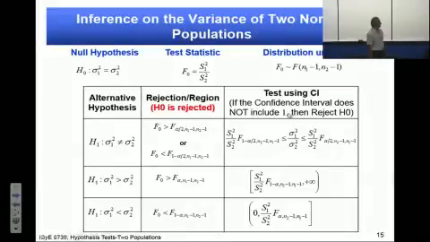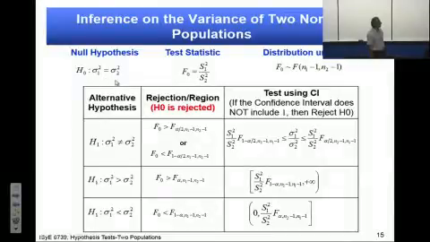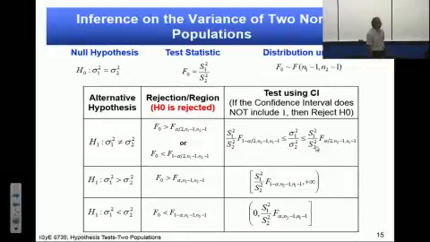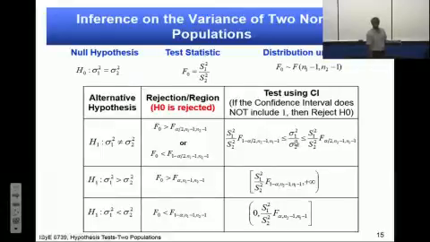What should we compare? 1. Why? Because under H null, sigma 1 over sigma 2 is going to be 1. If this confidence interval includes the number 1, then we cannot reject it, otherwise we reject it. Does it make sense?